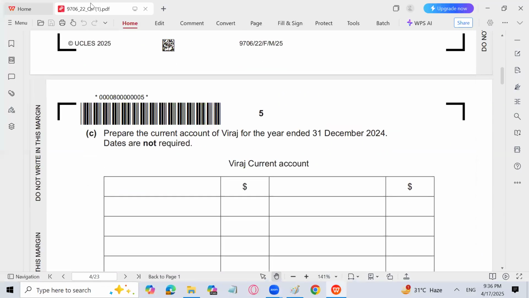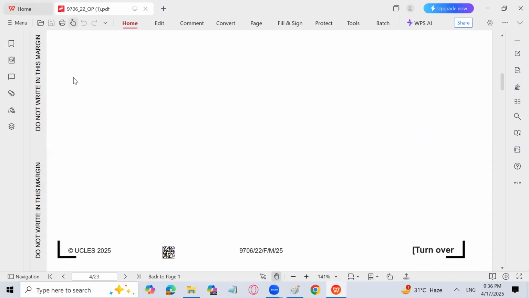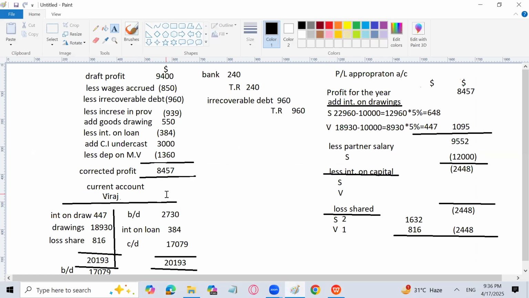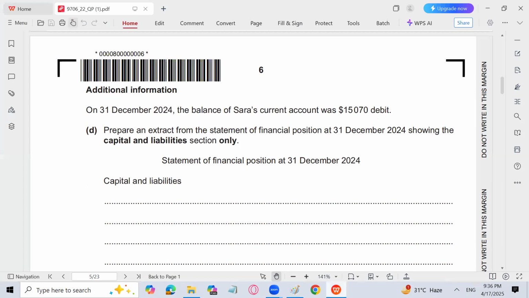Well, let's move forward. What is the next part? Dates are not required. Only 4 marks are there. On 31st December, the balance of Sara's current account was 15,070 debit. So Sara's current account is also given, which is 15,070 debit. Means we don't need to prepare Sara's current account. It is given, 15,070 and it is also debit. So loss for Sara also.